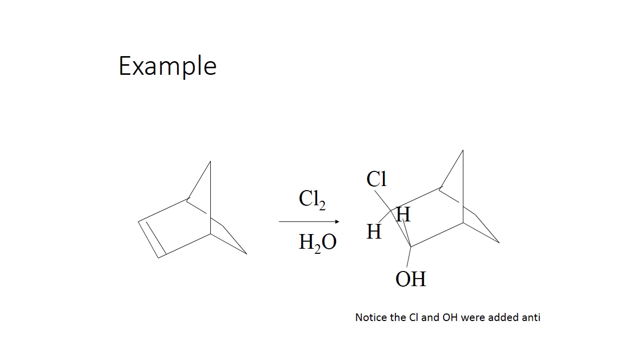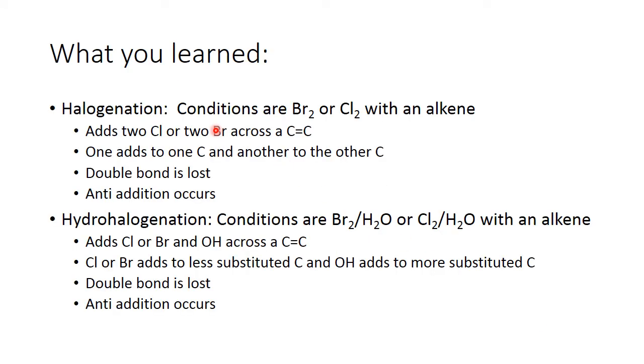So you've seen two things with hydrohalogenation that you need to remember. One is that the hydroxyl group ends up on the more substituted carbon. Second, you have to have an anti-addition. So what have you learned in this online lecture? Two things. You've learned about halogenation and hydrohalogenation.